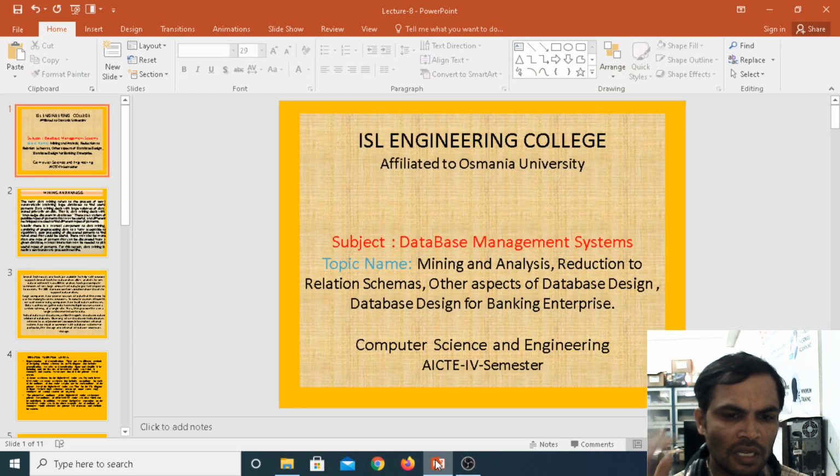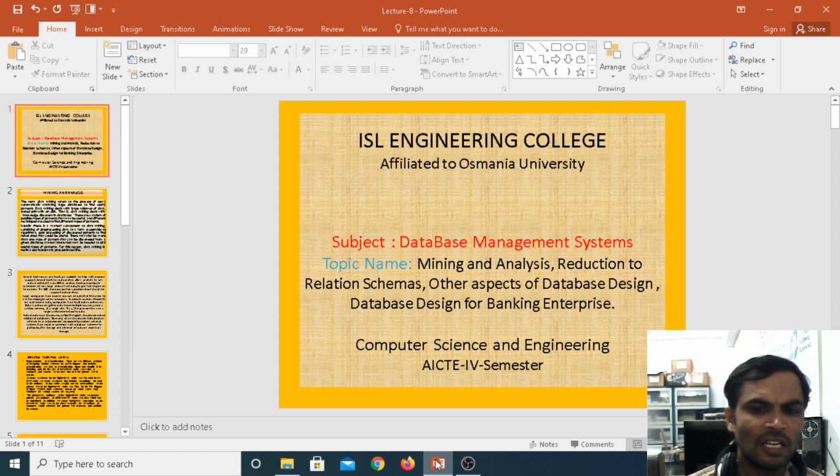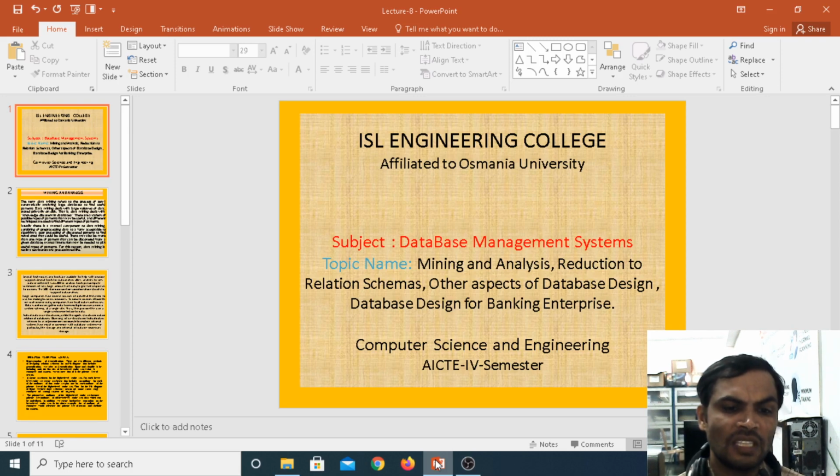Now, in today's class, we are learning the remaining topics under the first unit: data mining and data analysis, how you analyze the data. Next, we go for reduction to relational schema, how you want to reduce to the relational schema. Then another aspect of database design, and finally, database design for the banking enterprise application, how you want to design the database for it. We are just focusing on the diagram for this one.